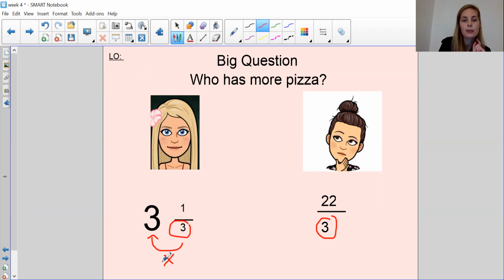Great job, is that I need to multiply them. And then what do I need to do with the top number? Great job, I need to add them. So I say 3 times 3 is 9, 9 plus 1 is 10, and I have thirds.